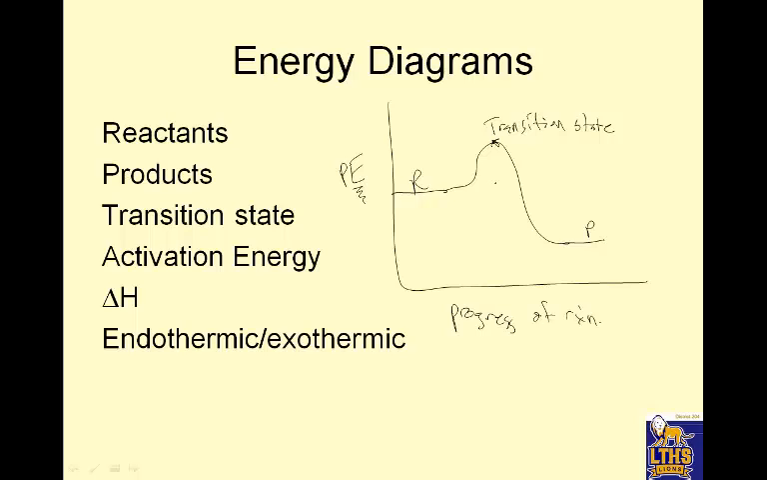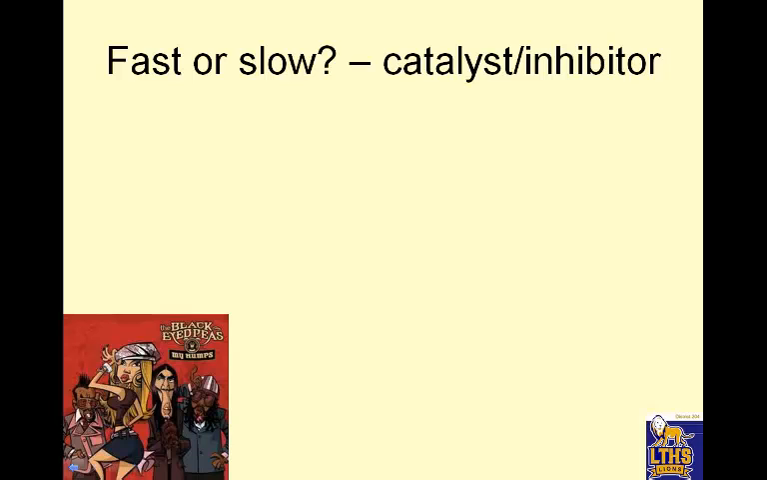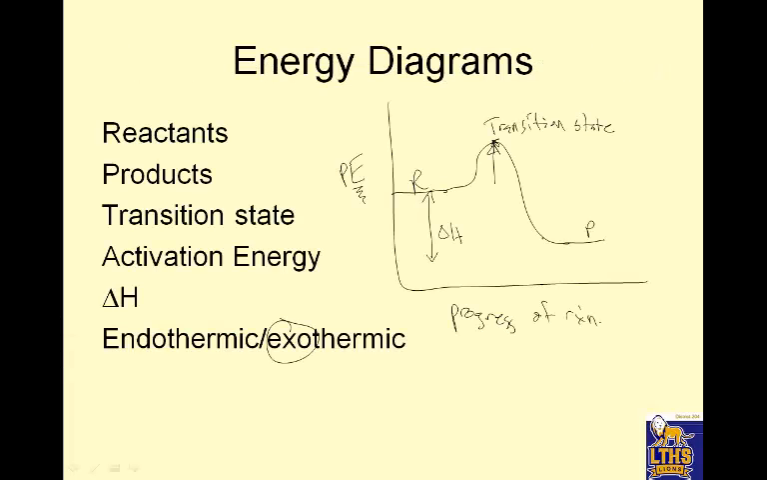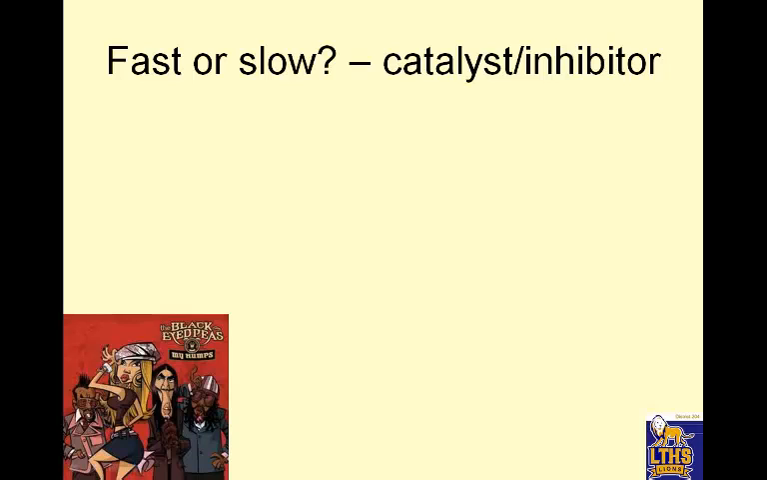The activation energy is the energy from the reactants up to the top of the hill. Okay? Delta H is the difference between reactants and products. And in this case, it is exothermic because the reactants lost heat as they became products. So there's one that's exothermic. If I were to draw one that's endothermic, it would look like this. Again, reactants, products, delta H, that's EA. That thing right there is a transition state. Fast or slow? And this is where catalysts and inhibitors work.